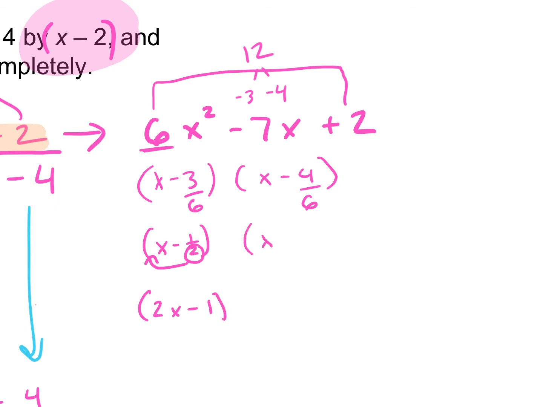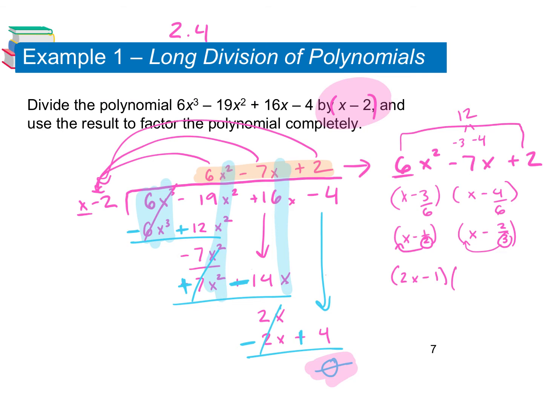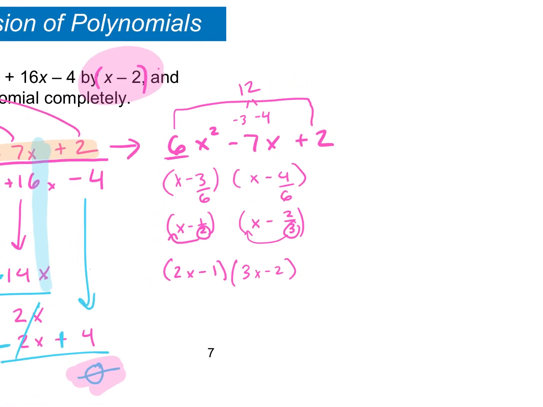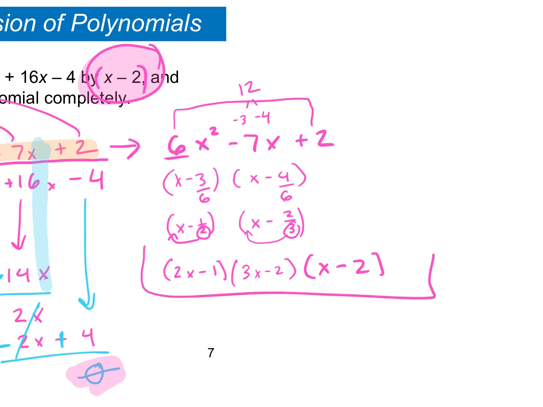I can simplify the next one to 2/3. Do you have to do this now? And then this would be 3x minus 2. And then our other factor that we started out with was x minus 2. So our polynomial up at the top factors into these 3 binomials. So these are all of our factors of this original equation up at the top.